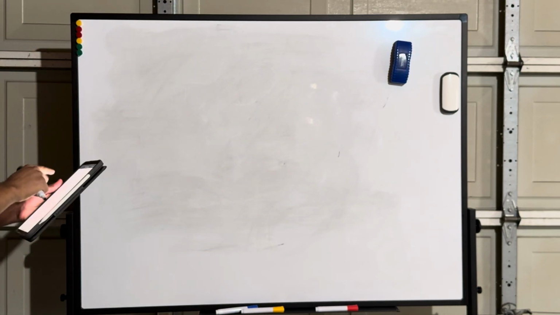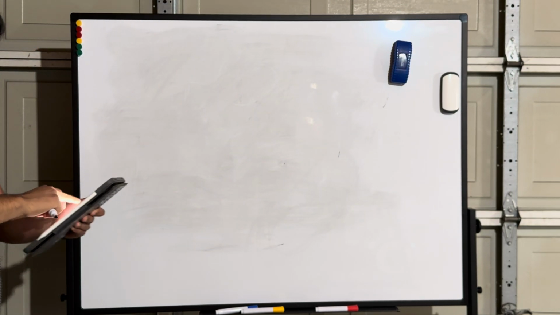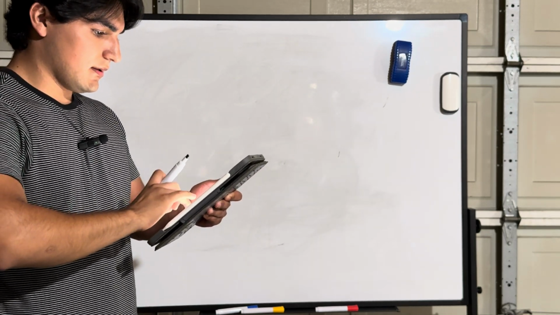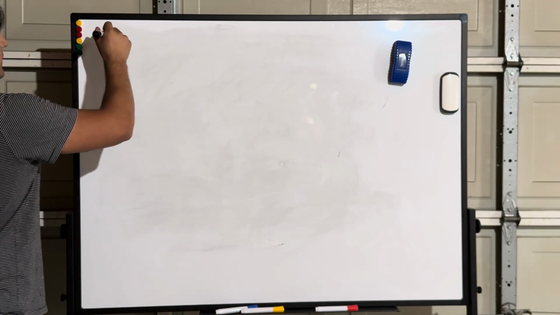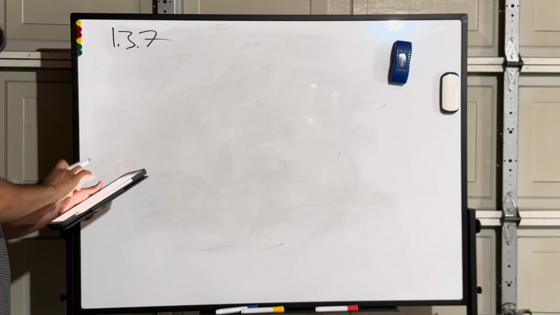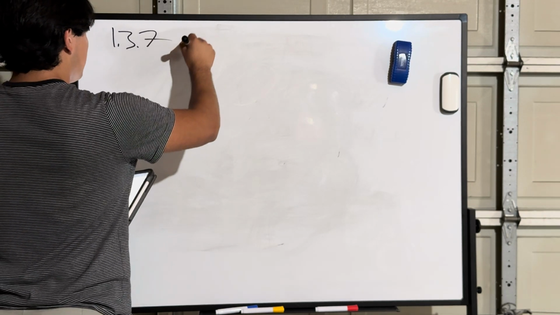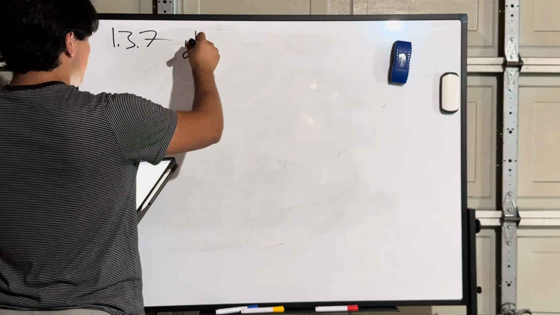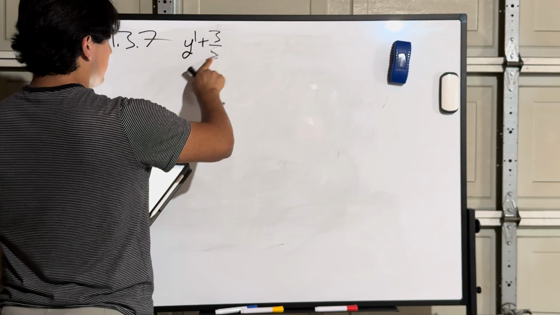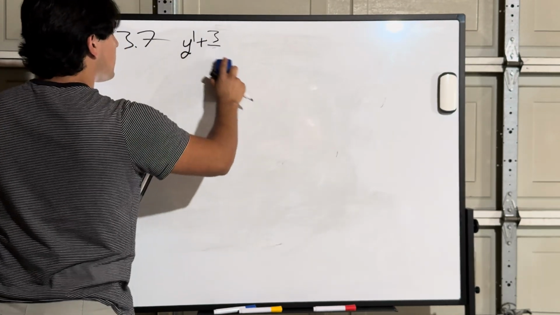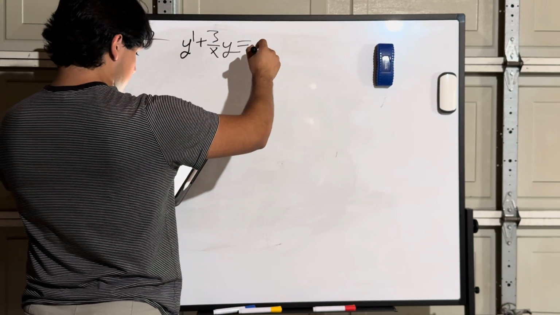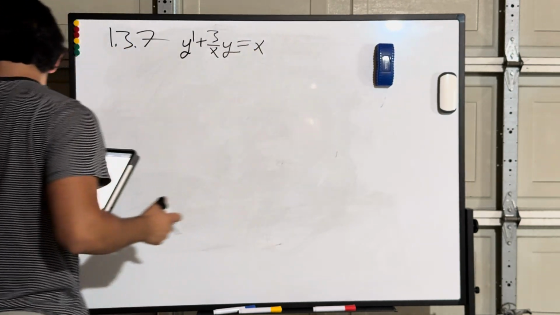Okay, so we'll do a quick problem just so you can understand how this works. We'll start with 1.3.7 in the book because it's pretty simple. It'll help you understand how this works better, and you'll get more comfortable. y prime plus 3 over x times y equals x. All right.